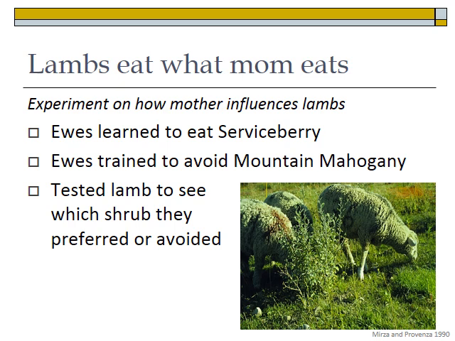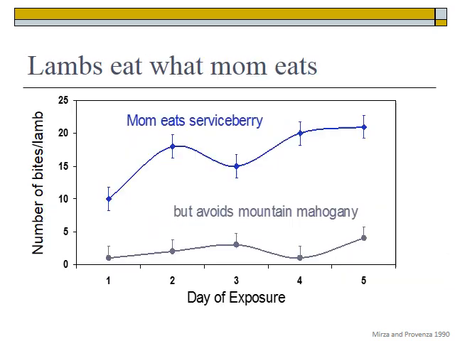And then he took the lambs away from the mothers and he asked the lambs, which shrub do you prefer? And here are the results. The animals definitely ate the serviceberry, which is the food that mother ate, and they avoided the mountain mahogany, even though they themselves had never eaten mountain mahogany and gotten sick. They were simply avoiding the food that mom avoided and eating the food that mother ate.